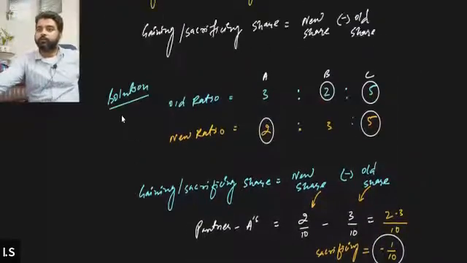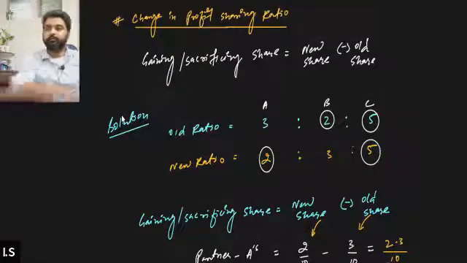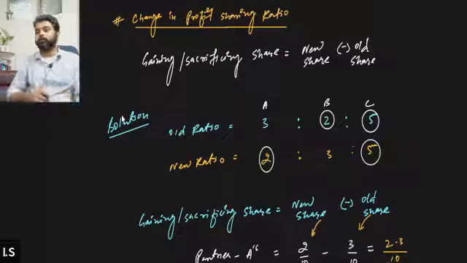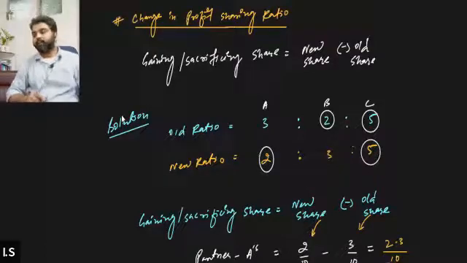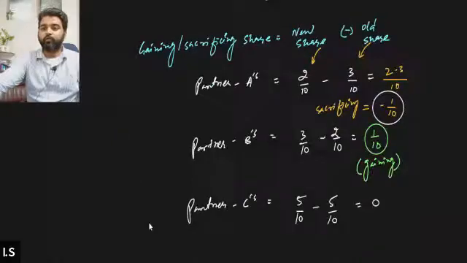So see, this is how we find out the gaining or sacrificing share of the partners. The formula is very simple. We need to subtract the old share from the new share. You can do the opposite of this also. But if you apply this formula and you get a negative balance, that will indicate the sacrifice of the partner. And if you get a positive balance, that will indicate the gain of the partner. Okay, so I hope this question is clear to you.